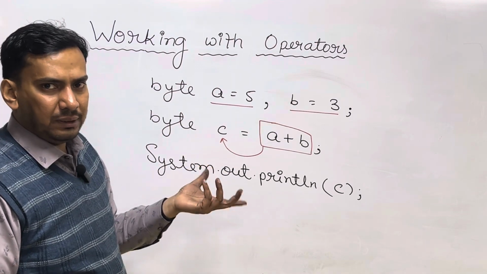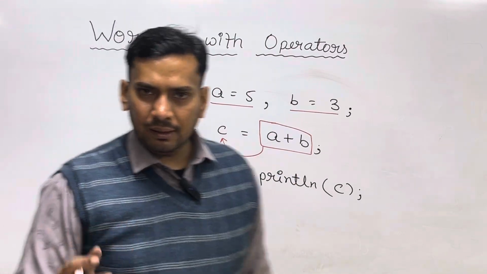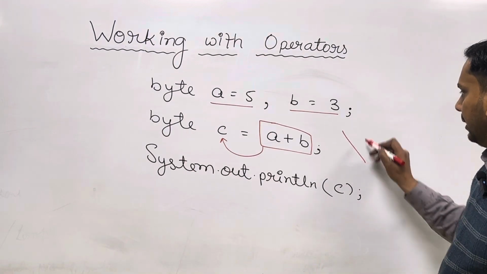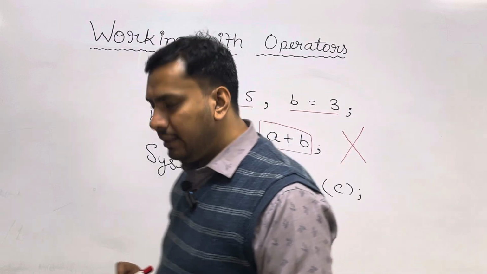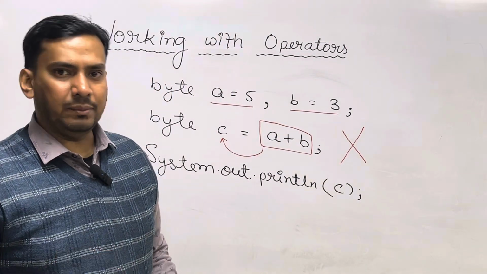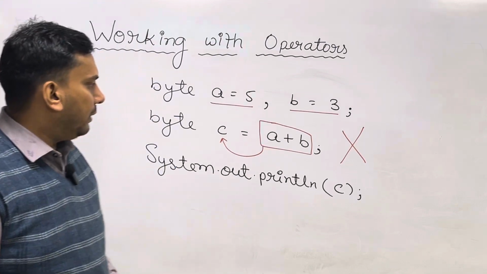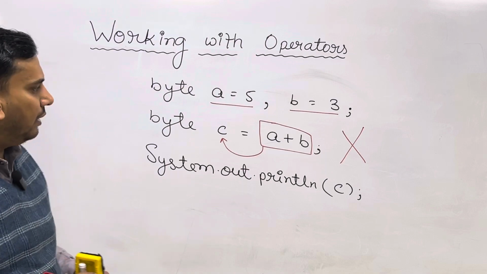So, there is no discrepancy here, but this code will not compile. Please have a look at this. This code is going to fail on this particular line. Why is it going to fail? Because of certain rules which are applied at the back end by the operators in Java. There are basically two rules you need to understand.